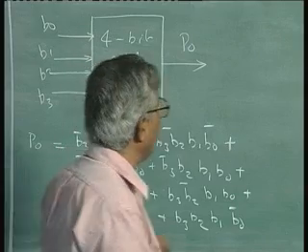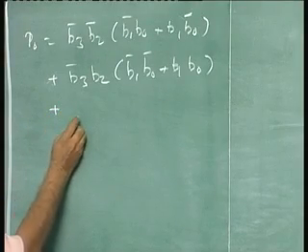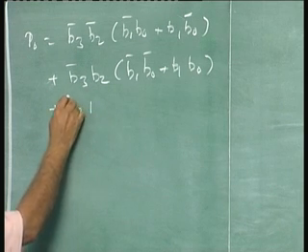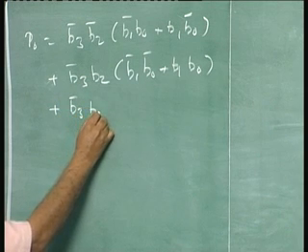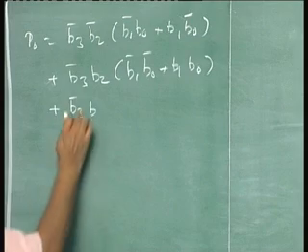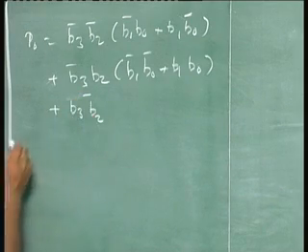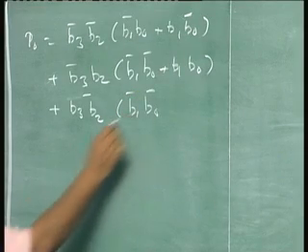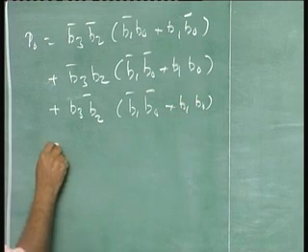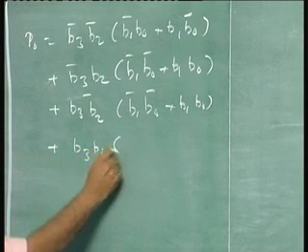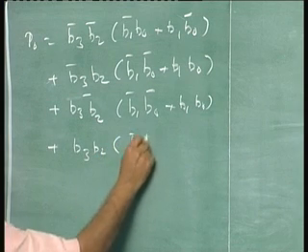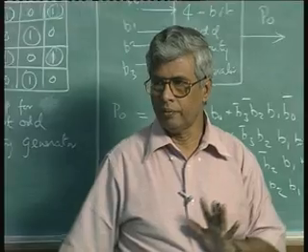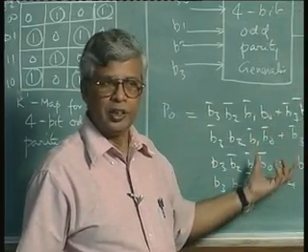Next is B3 bar, B2 bar, B3, B2, B3 bar, B2, B3, B2 bar, B1 bar, B0 bar, B1, B0, and finally B3, B2, B1 bar, B0 bar. This is grouping. I grouped each of these 2 terms in each row, that is all, very simple.